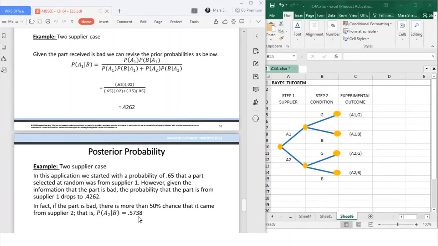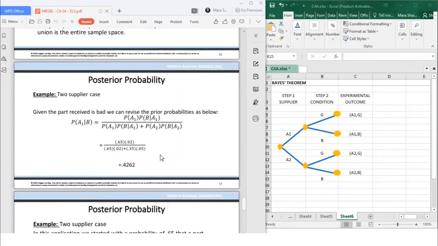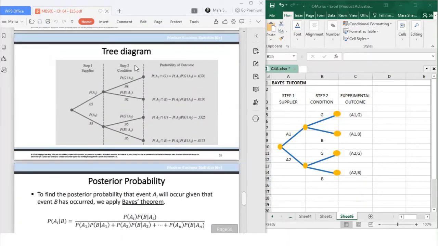Ang gikan ni supplier 2 is 57.38%. Kagets ra? So again, ang given na nato is the condition. Given that it is a good part or a bad part, unsa iyahang probability nga gikan na siya ni supplier 1 or supplier 2. Do not confuse it with the probability of your condition. Ang probability of your condition is given that it is from supplier 1, unsa ang probability nga good part or bad part siya.